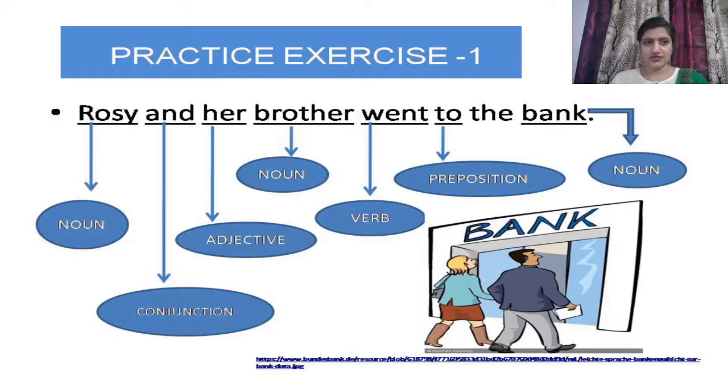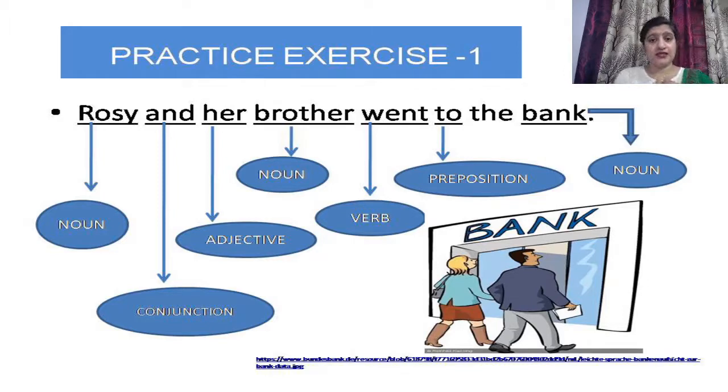Now, next example, Rosie and her brother went to the bank. Rosie, name of a person, a proper noun. Next, and is a conjunction, it is joining Rosie and the phrase her brother. Brother is again a person, so noun. Went, action word, it's a verb. Bank is the name of a place, it's a noun. Now, before bank you see to. To is a preposition. Why? Because it is connecting or showing the relationship of bank with Rosie and her brother.